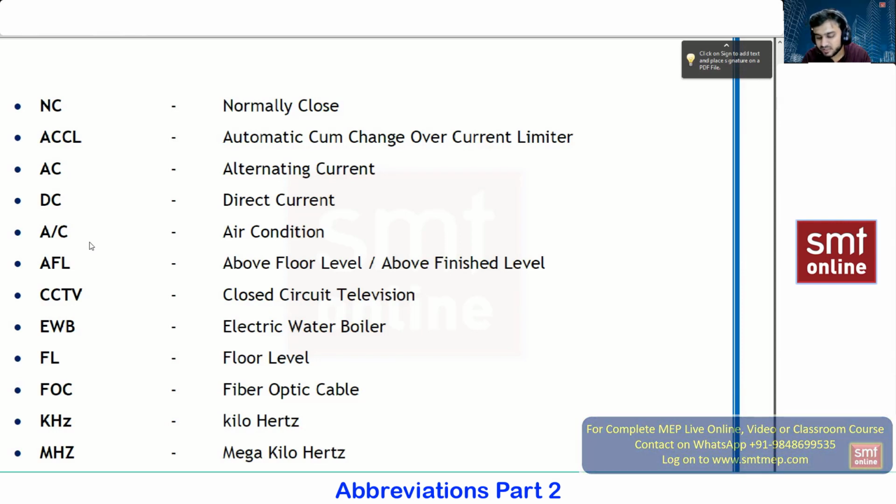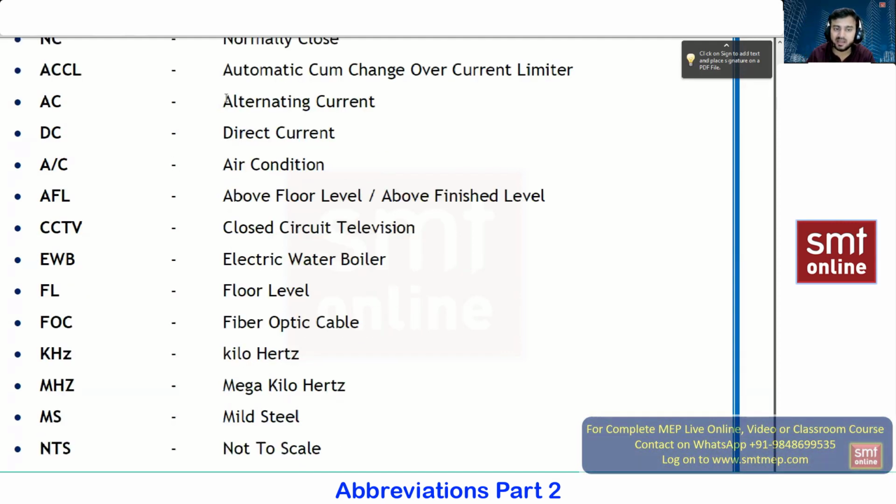But if in the generator I'm going to put the same amount of load which I'm going to put from the transformer, my generator may get overloaded, because the generator connection is provided only for the basic loads. So if you put the complete load on the generator, same as the transformer, this ACCL will cut off the supply to overcome the overload on the generator. So this is a very new device, ACCL.